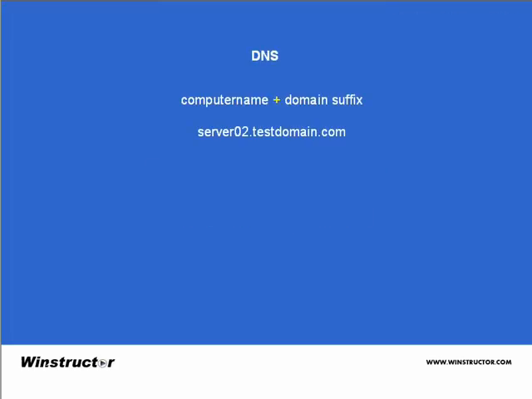A DNS name really only consists of two parts. The leftmost part is the computer name, and everything else to the right is the domain suffix. So for our server here, server02 is the computer name and testdomain.com is the domain suffix. So how does DNS really work?